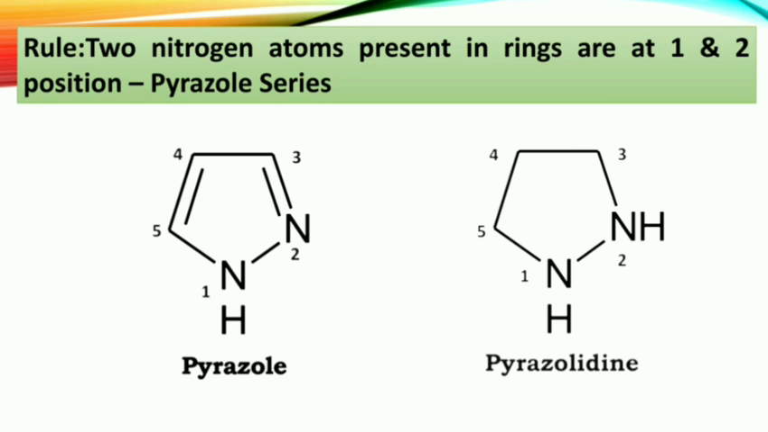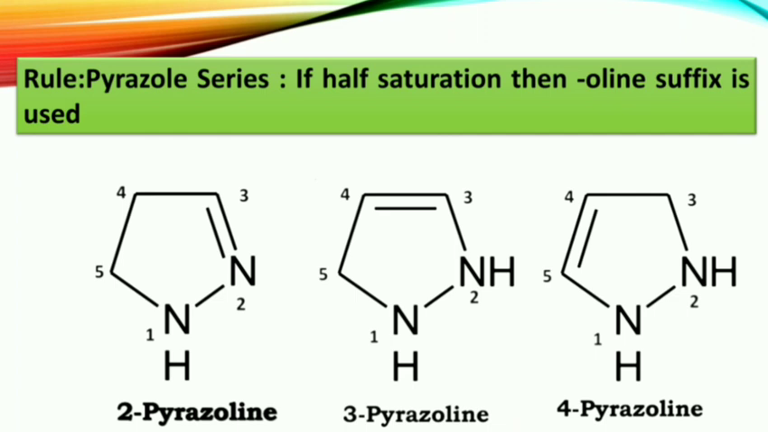Okay, look at another structure. In this structure we do not have a double bond. This structure is the saturated one, so the name for this structure is pyrazolidine. Okay, see another example. If there is half saturation, then you have to use the "oline" suffix for the pyrazole series.